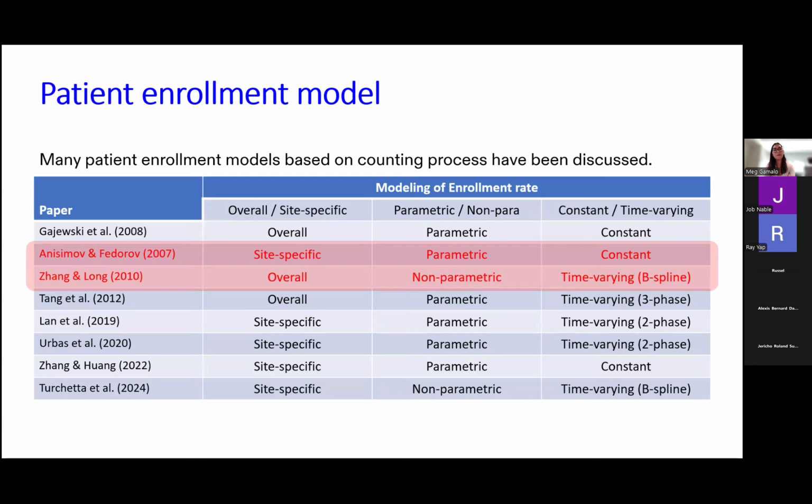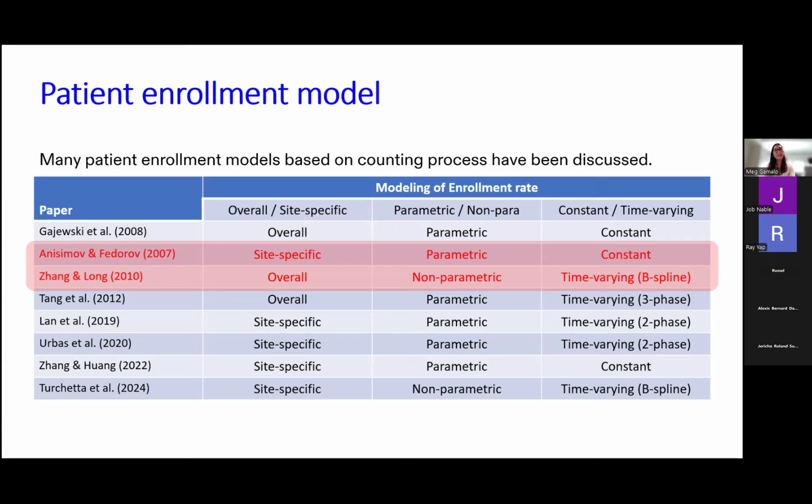So there are lots of patient enrollment models out there. All of these are listed in this table here, but I'm only going to focus on 2 things. One is the method by Anisimov and Fedorov in 2007, and then Zhang and Long in 2010. In these models, Anisimov and Fedorov used a constant rate model, meaning that the recruitment rate is constant. It doesn't change. Whereas in the next model by Zhang and Long, it is time varying. Things change.